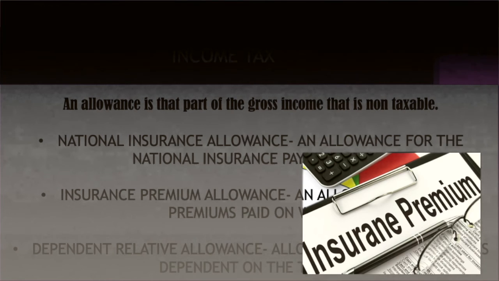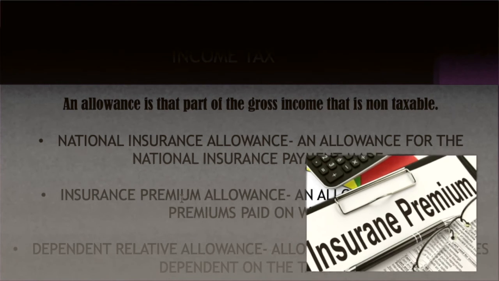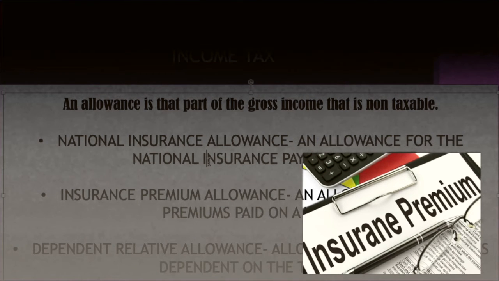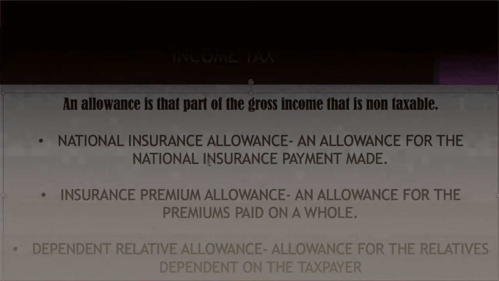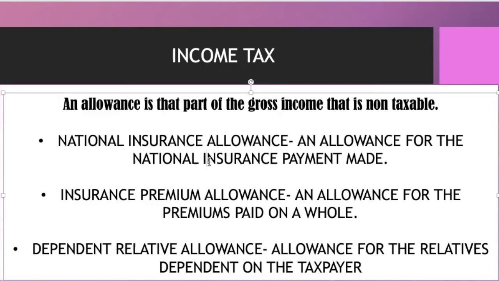Now we also have the insurance premium allowance. The insurance premium allowance is an allowance for the premiums paid on a whole. So the insurance allowance is a maximum amount the plan will pay for covered health care. Now, it may also be called an eligible expense, payment allowance, or negotiated rate.